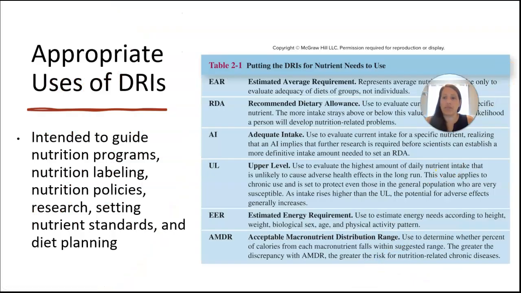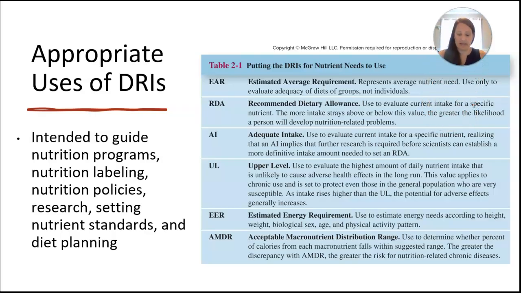Okay. There's that problem. Let's go back to the DRIs. So again, we went over the 5 standards plus the AMDRs. Okay. So we've got the EAR, the RDA, the AI, the UL, the EER, and the AMDR. Those are our DRIs. Those are going to be what's in Appendix J.